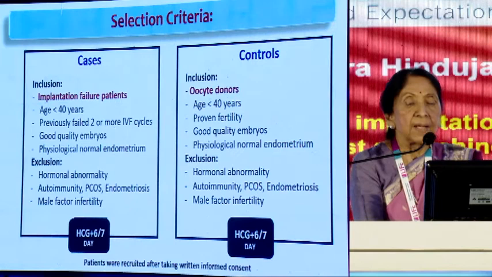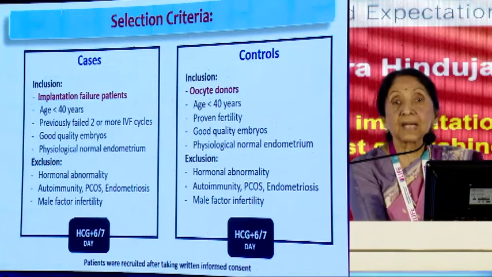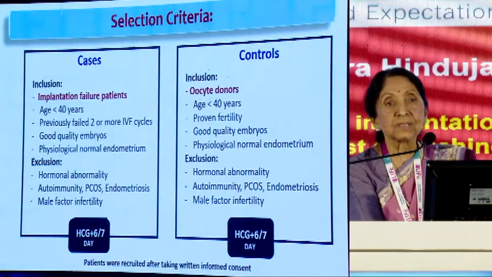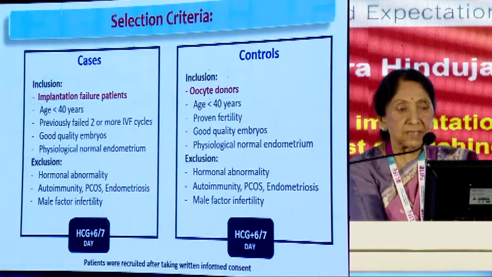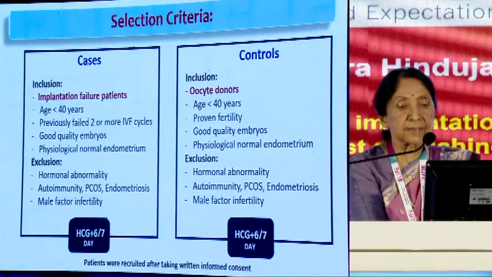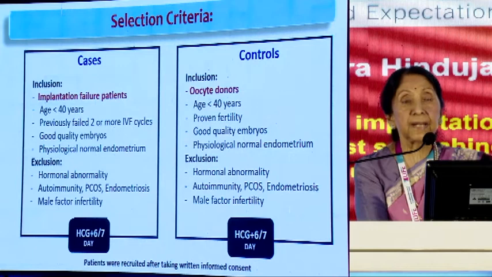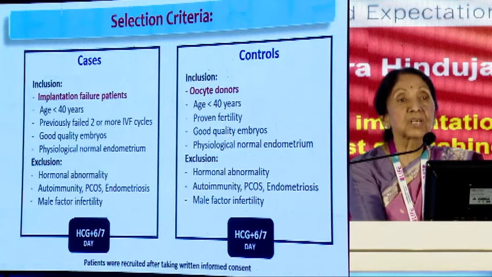Therefore, we have two groups. One is the cases where the woman has at least two repeated implantation failures, and the other is normal donors who have proven fertility. Both groups were less than 40 years of age. The cases had at least two previously failed IVF cycles and the controls had proven fertility, and both groups yielded good quality embryos which were cryopreserved, with physiologically normal endometrium.